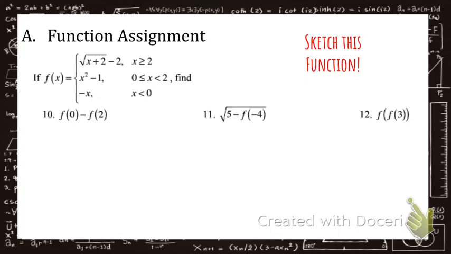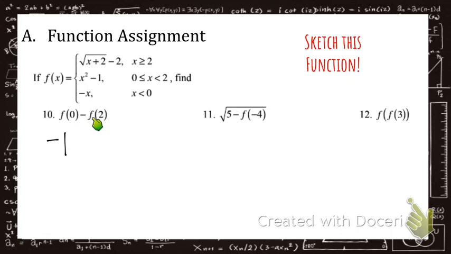For the function assignment, it says I want to know what f of 0 minus f of 2 is. So if I want to evaluate the function at 0, I need to look over here at the domain and figure out which part of the domain 0 is a part of. So it's this middle part right here, because it says that x is greater than or equal to 0. So because it's equal to 0, I would evaluate here. So by substituting in 0 here, I get 0 squared, which is 0, minus 1, which is negative 1. So f of 0 is negative 1.